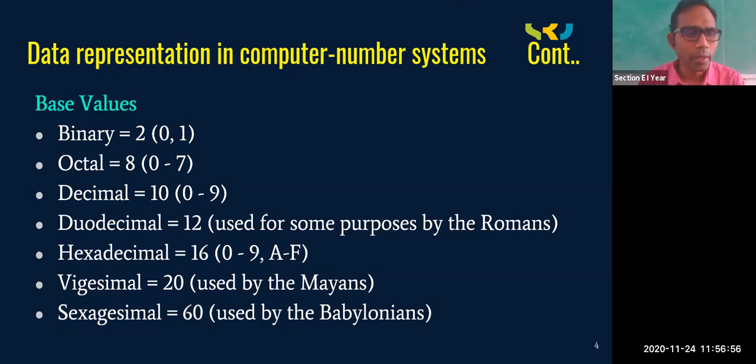Total 16 digit number. Then vegesimal is base 20, used by the Mayans, and sexagesimal is base 60, used by the Babylonians. Okay, so we are going to concentrate on the binary number system, then the octal number system, the decimal number system, which we anyhow know, and the hexadecimal number system. The rest we are not going to cover in our present syllabus. Now, let us go to the next slide.